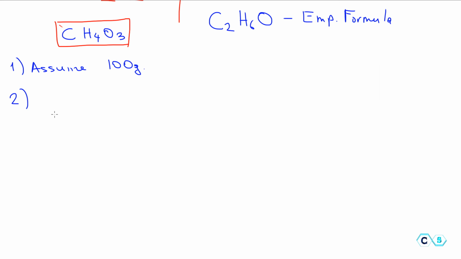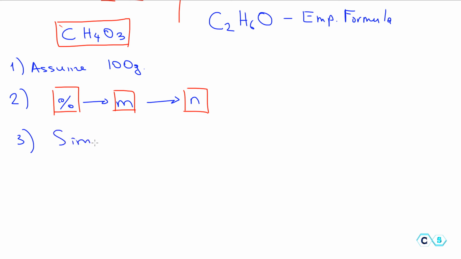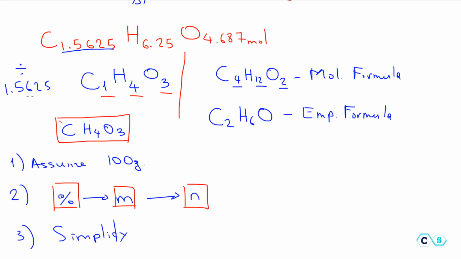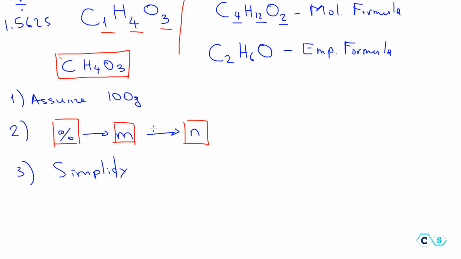Second, go with this plan. The plan is to go from percentages to mass, then you go from the mass to moles. This is what you need to do if you have the percentages instead of the moles. Finally, if you get a representation that is not whole numbers, you would have to simplify it. One way to simplify is to divide by the smallest number. Find the smallest number and divide by that, and you will get the empirical formula.